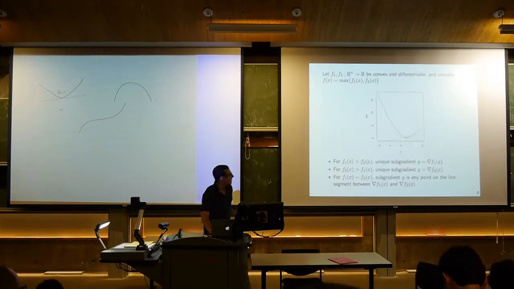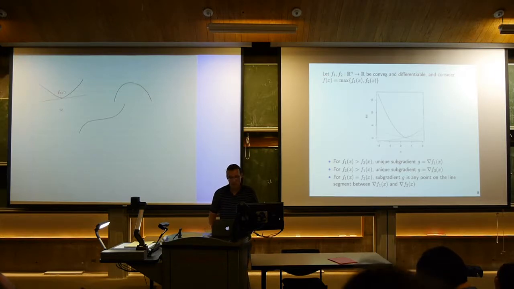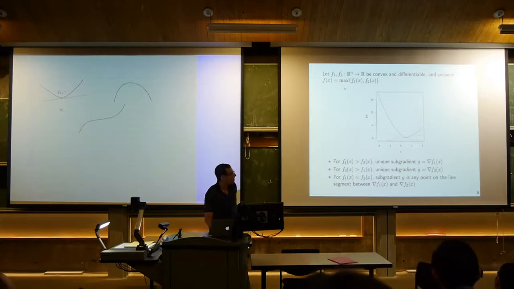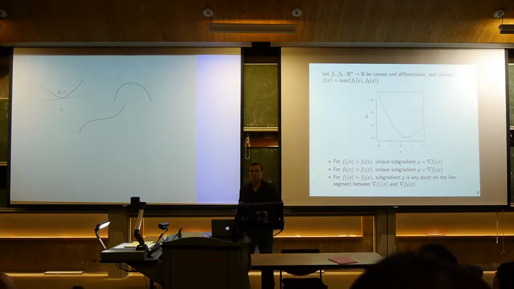I think this is the last example I have here: the max of 2 convex differentiable functions. So suppose I give you 2 functions f1, f2. They're convex, and I'm telling you that also they're differentiable. And let's consider the function f that is the pointwise max of f1 and f2. Remember that this is actually a convex function. We saw that in our lectures on convexity and operations that preserve convexity.